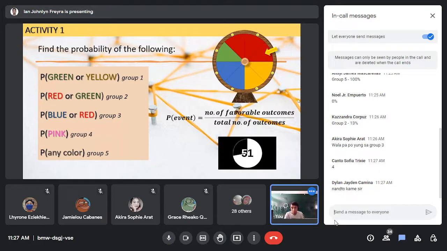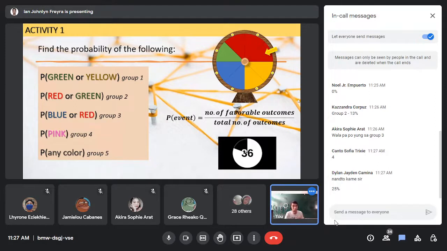Blue or red? Bilangin mo lang, Dylan, yung blue and red. How many are blue? How many are red? We have 3 red and 2 blues. So 3 plus 2 is 5. So that's gonna be 5 over the total outcomes. Then calculator mo lang. Ayun, 25%. Sure, sige, check natin mamaya.